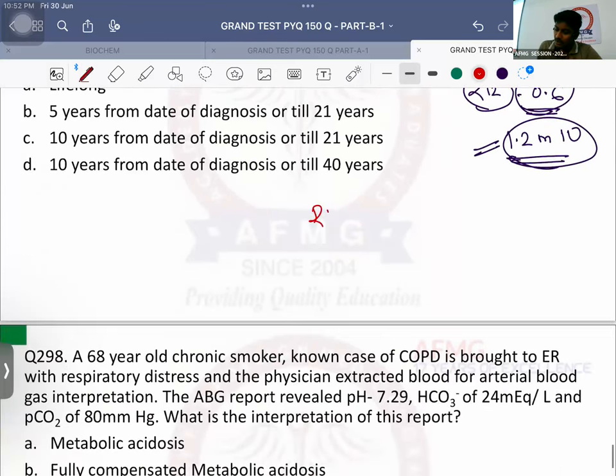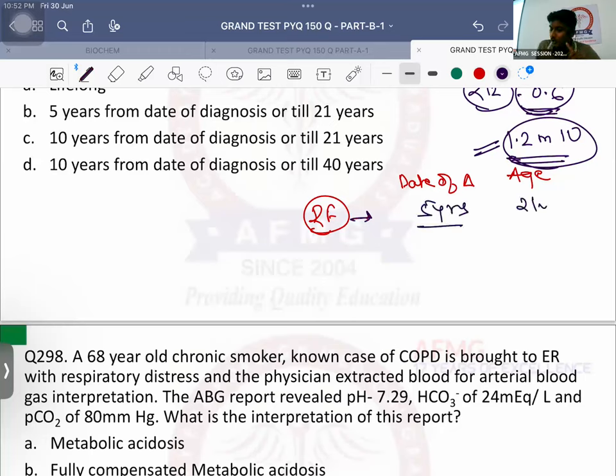If they say it is a case of rheumatic fever, that means the heart is not involved, then benzathine should be given. Best answer is lifelong, but that is not possible practically. Therefore, please remember, from the date of diagnosis, kitne time tak dena hai, ya fir, till what age dena hai. So if it is only a case of rheumatic fever, give 5 years from the date of diagnosis or till 21 years of age, whichever is later.